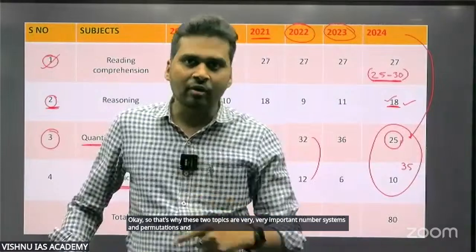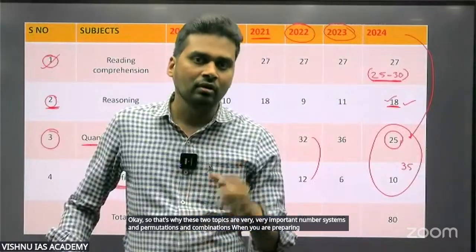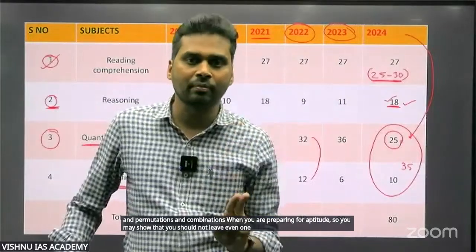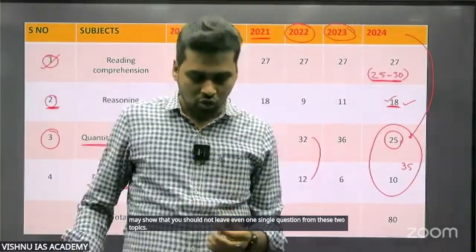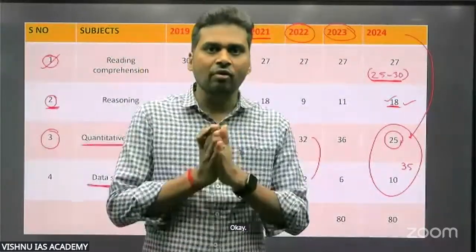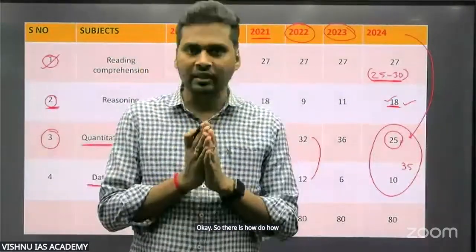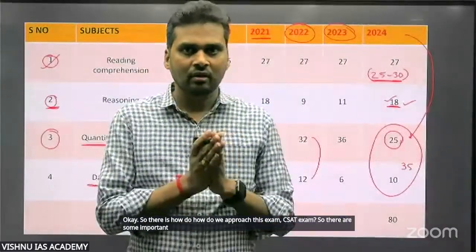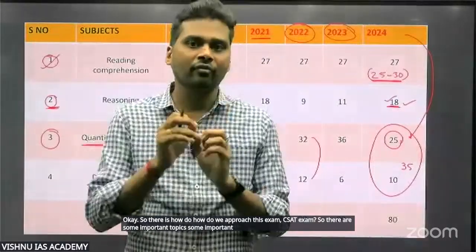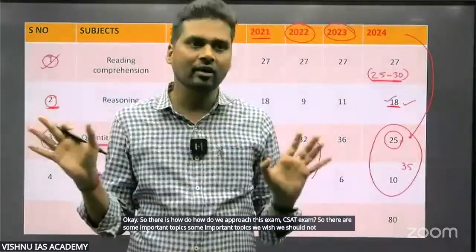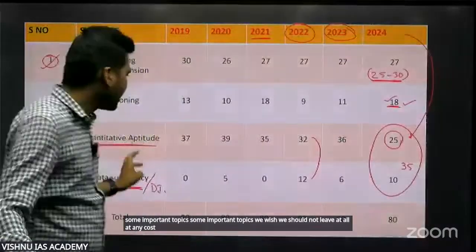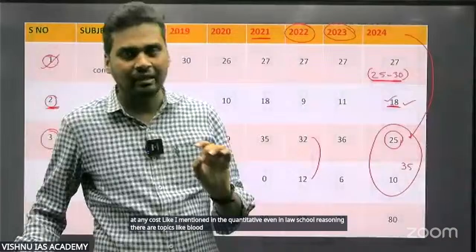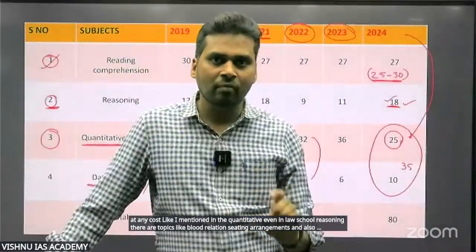When you are preparing for aptitude, make sure you do not leave even one single question from these two topics. So how do we approach the CSAT exam? There are some important topics which we should not leave at any cost. Like I mentioned in quantitative aptitude, even in logical reasoning there are topics like blood relations, seating arrangements, and also syllogisms.